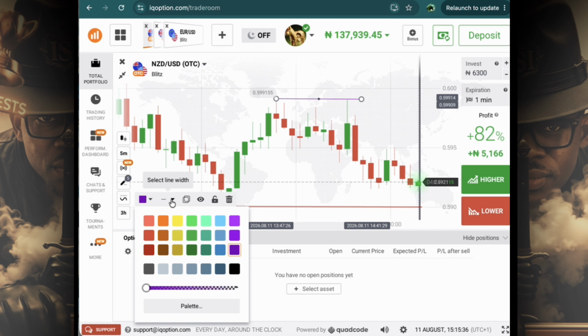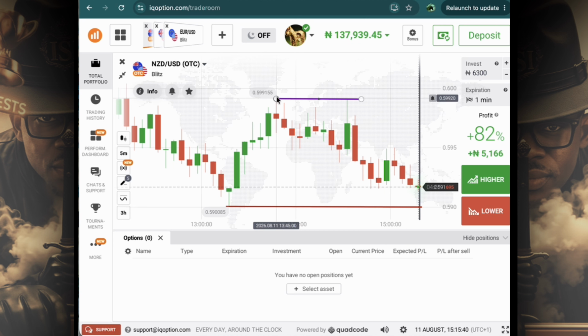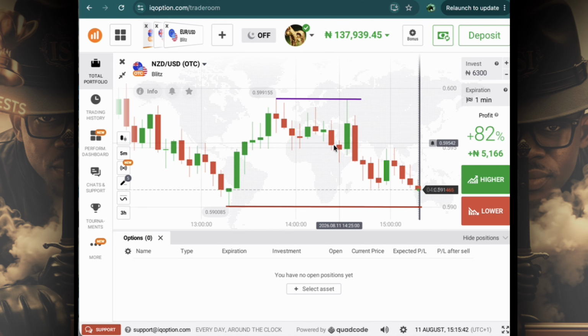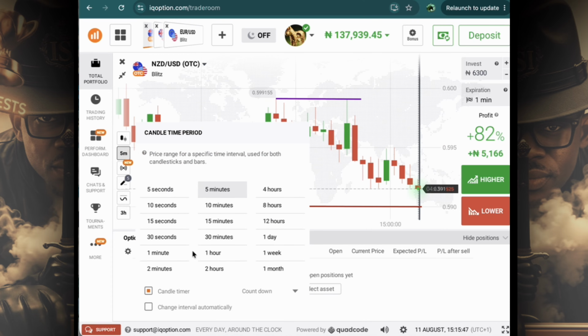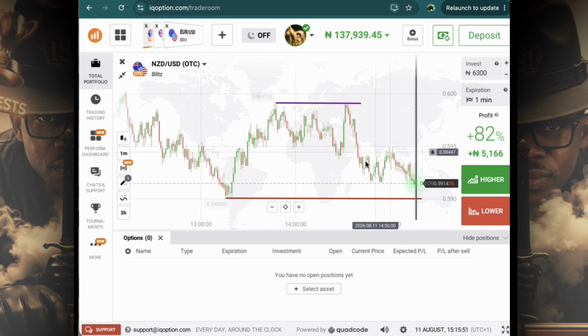I usually like to color it and then make it thicker so I can easily identify it. When I get to a smaller time frame, I can identify that line, so it's easy for us to see. This is a case for the sell scenario. So you change to the 1 minute time frame, and you look for the entry on the 1 minute time frame.